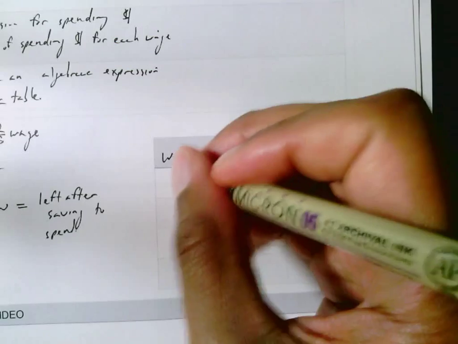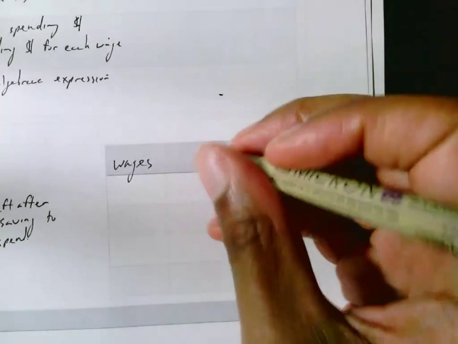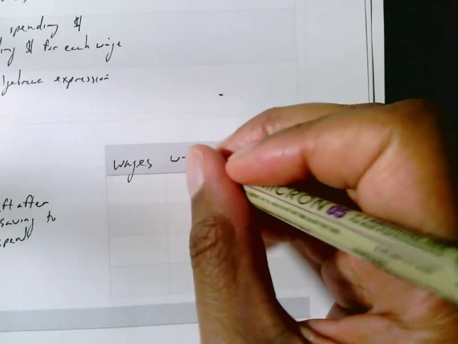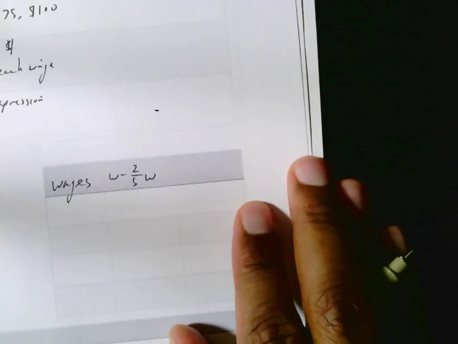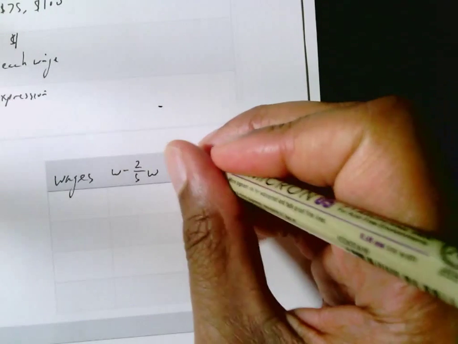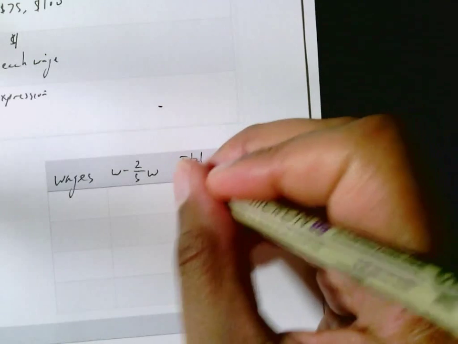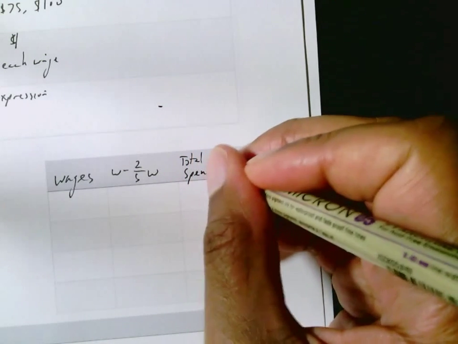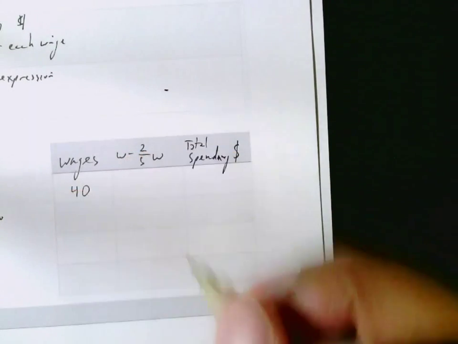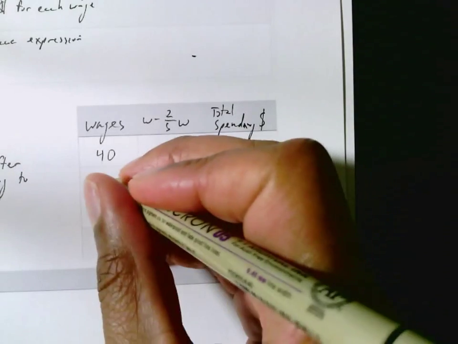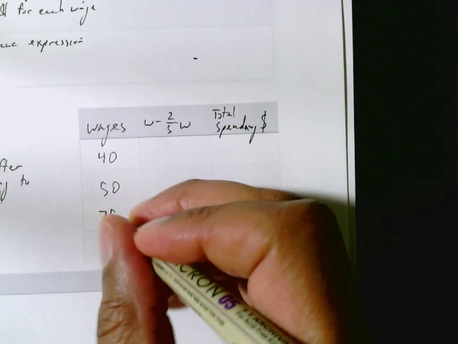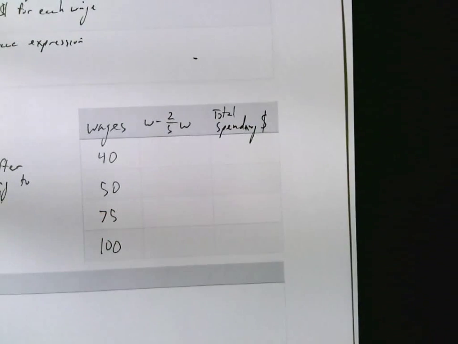Alright, so here we go with my quick table over here. Wages, W minus 2/5 wages, and then my total spending money. So I'm going to put my money here, 40, 50, 75, 100, and then I'm going to plug in.